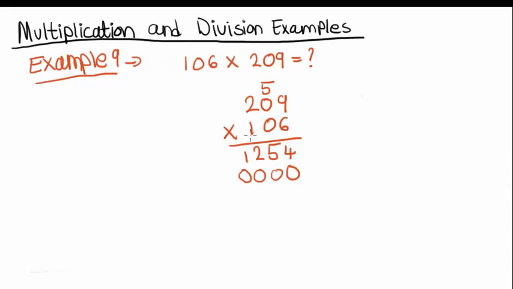Before I move on to multiplying by 1, I need to put 2 zeros on the bottom. So 1 times 9 gives me 9, 1 times 0 gives me 0, and 1 times 2 gives me a 2. I add all these set of 3 numbers together, so my answer to what is 209 times 106 is 22,154.